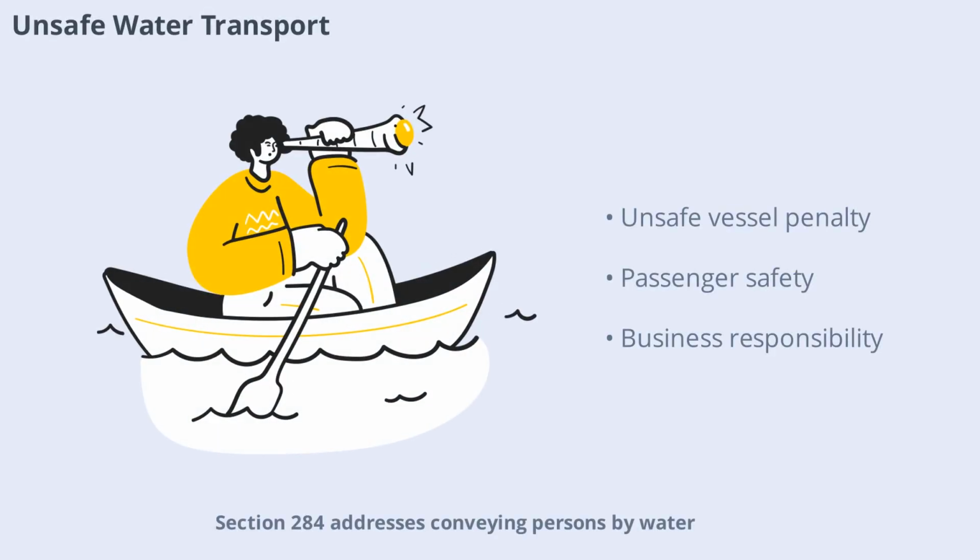Section 284 addresses conveying persons by water for hire in unsafe or overloaded vessels. Operators must ensure their vessels are safe and not overloaded, as neglect can lead to disasters. The law protects passengers and promotes responsible business practices in water transport. Safety checks and adherence to regulations are essential to prevent accidents and loss of life.